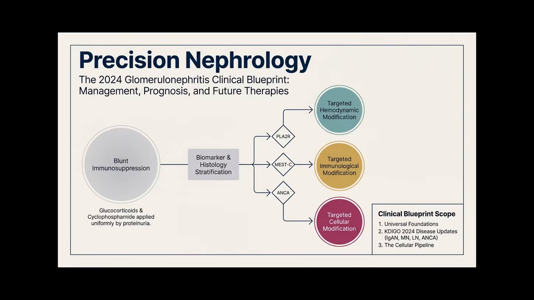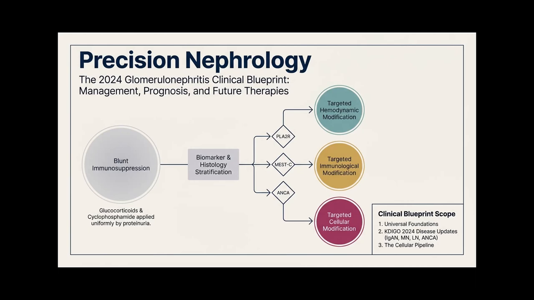Glomerulonephritis clinical blueprint: management, prognosis, and future therapies. Earlier, what we used to do? Blunt immunosuppression. Give everybody immunosuppression. It is not like that now. Glucocorticoids, cyclophosphamide applied uniformly by proteinuria. If any patient with proteinuria was found, we used to treat with steroid or any other immunosuppressive treatment previously. Now, it's not like that.